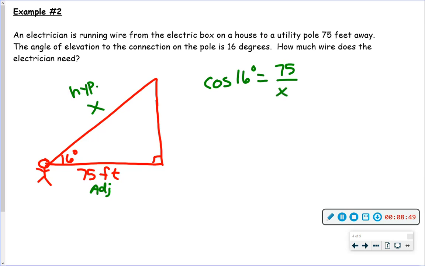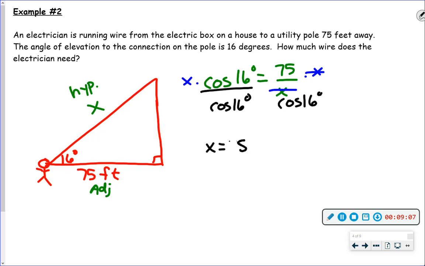Now I'm just going to use my algebra. I'm going to clear out that denominator, times each side by x. And then, of course, to get x by itself, we're going to have to divide by cosine of 16 degrees. So in your calculator, you're just going to type in 75 divided by cos of 16. It doesn't say what to round to, so I just rounded it to the whole unit on this one. And I'm going to put a label on it, here in feet. So not too shabby of a problem. You just have to remember angle of elevation is from the line of sight to the top.